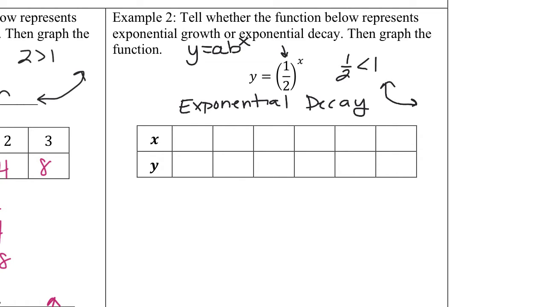Now I don't have the x values pre-filled in this time. So since these are moving from left to right and it's decreasing, that means your higher y values are on the negative end of your x. So I want more negatives than I do positives.